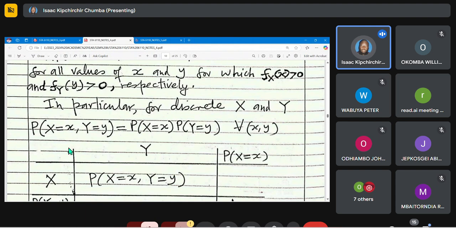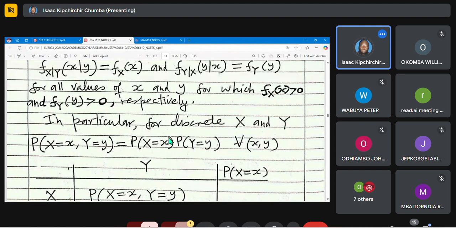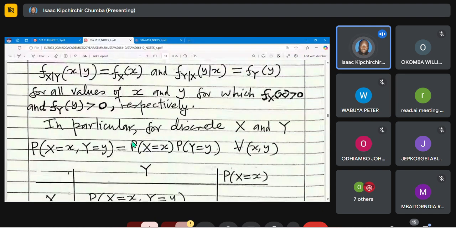In particular, for discrete X and Y, we are allowed to write the joint probability as indicated here: the probability that X equals x, comma, Y equals y, is the product of the marginals. This is how we can write the marginal of X, and this is the marginal of Y. So we are actually saying the joint probability is equal to the product of the marginals.